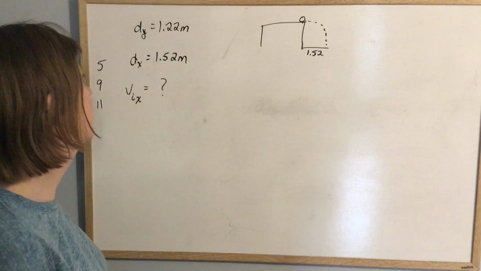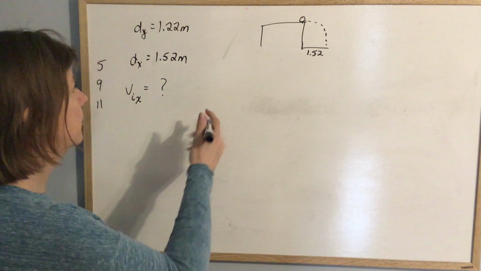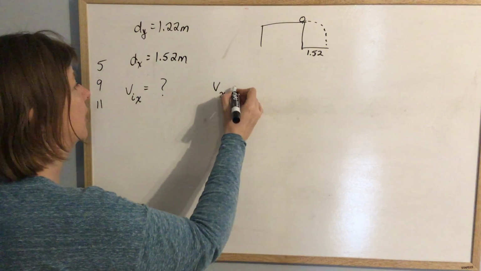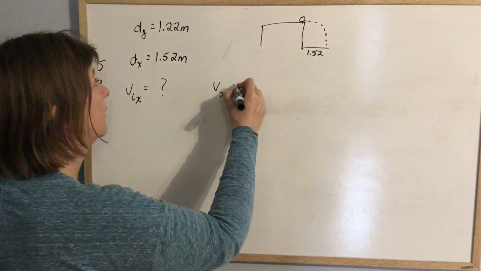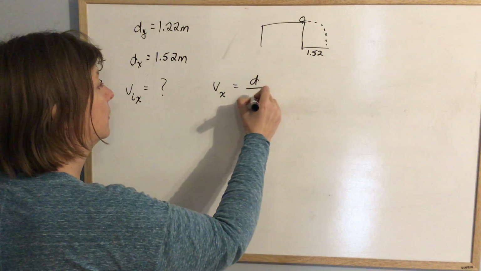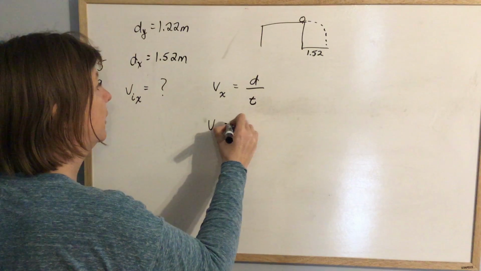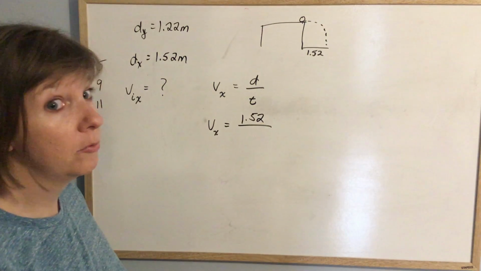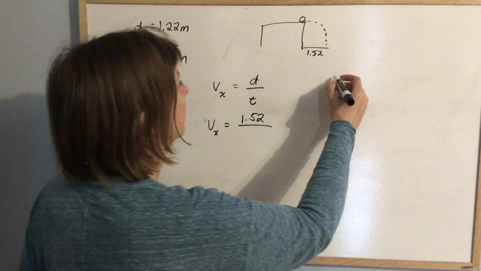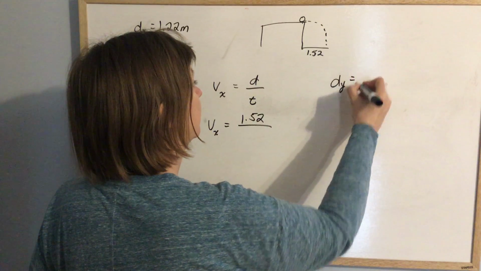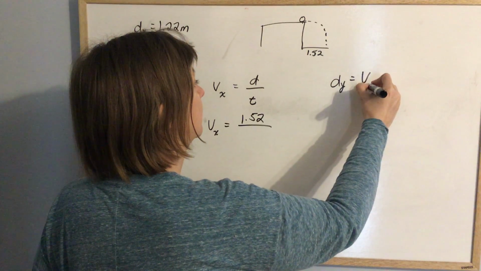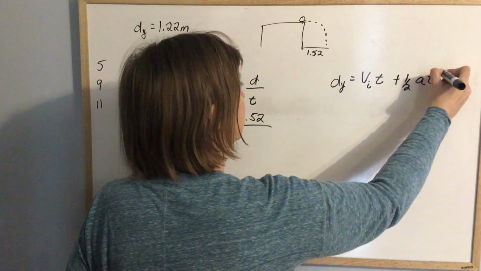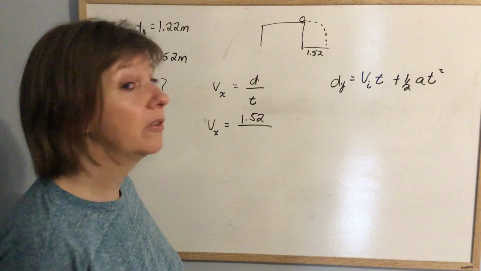Horizontally, my velocity in the x direction, which is constant, is equal to my displacement over my time. Well, my displacement is 1.52. I need a time. I don't have one, but can I get one? I don't know, let's find out. The formula that comes to mind is the y displacement is equal to the initial velocity times time plus 1/2 at squared. That's the one we keep using.